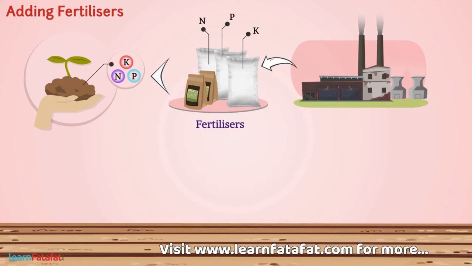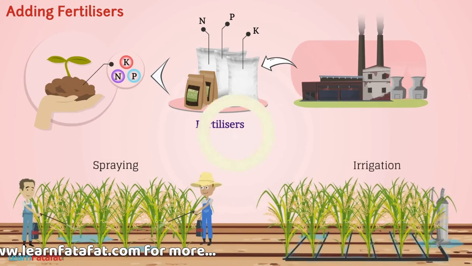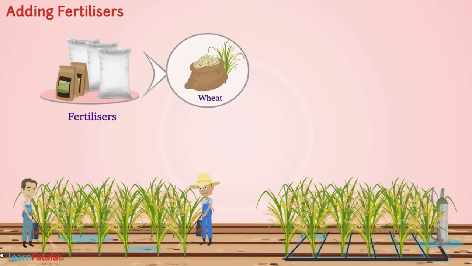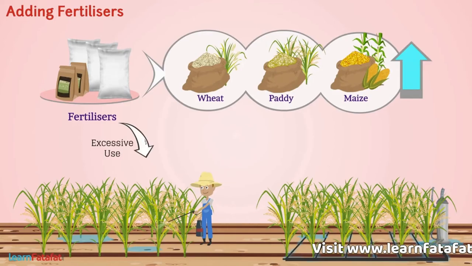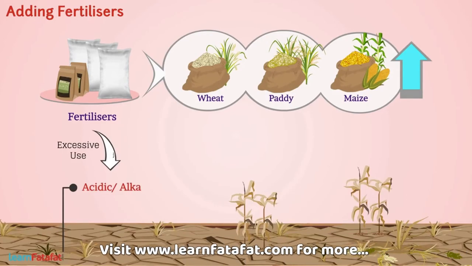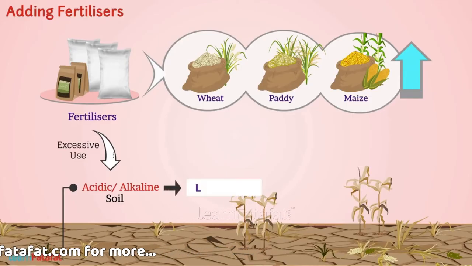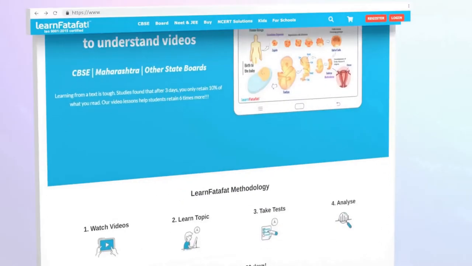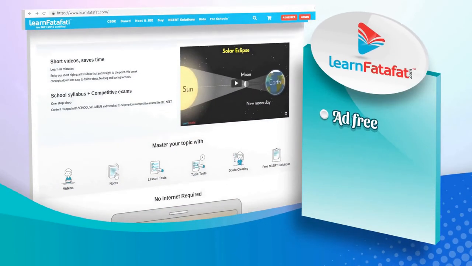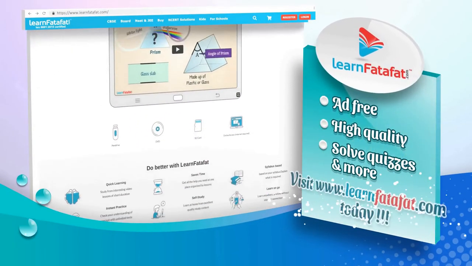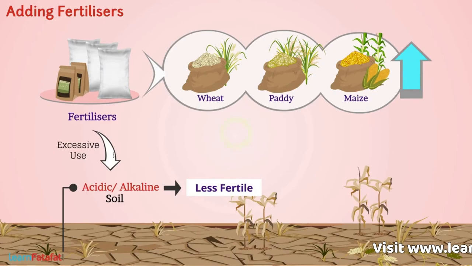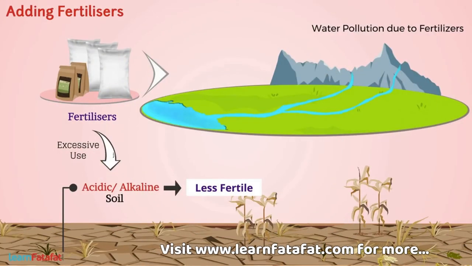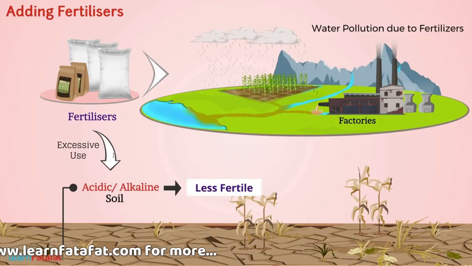Fertilizers are provided to plants by spraying or through irrigation. Using fertilizers, the production of wheat, paddy, and maize is significantly improved. However, due to excessive use of fertilizers, soil becomes acidic or alkaline, because of which soil becomes less fertile. Fertilizers also cause water pollution by entering into river water from factories or with rainwater from fields.